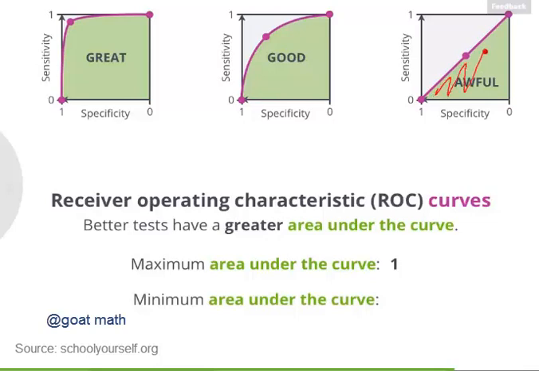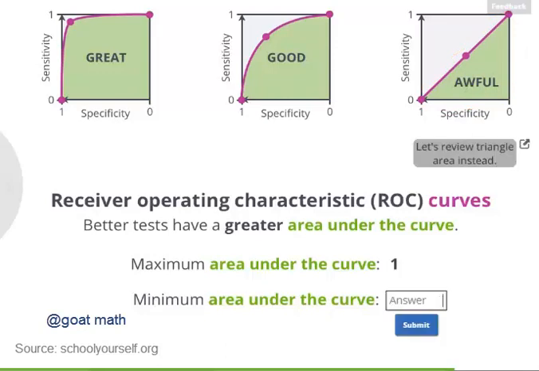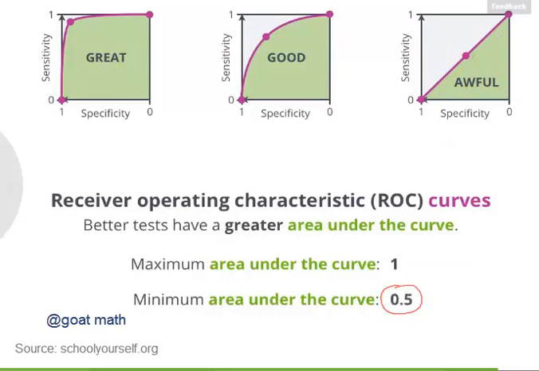So what's this area under the curve, meaning the area of this green triangle here? Excellent! The minimum area under the curve you'll usually see is 0.5.